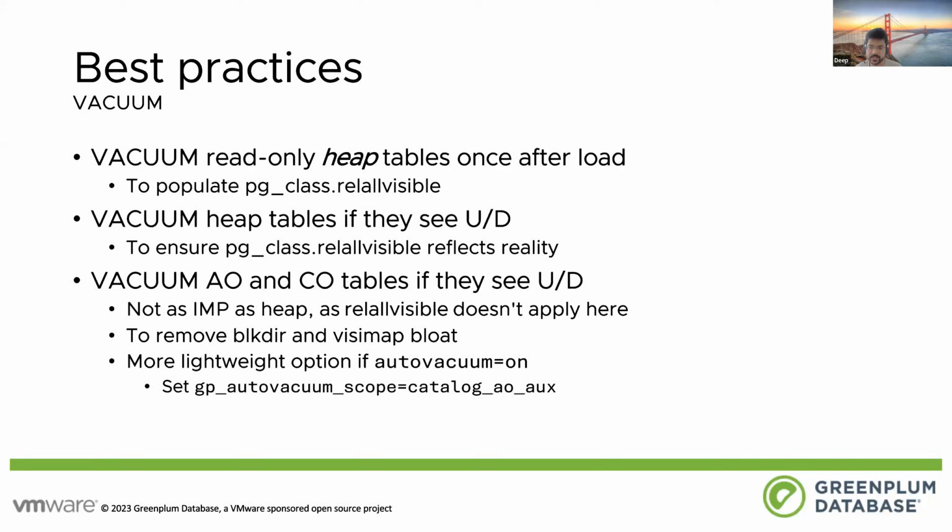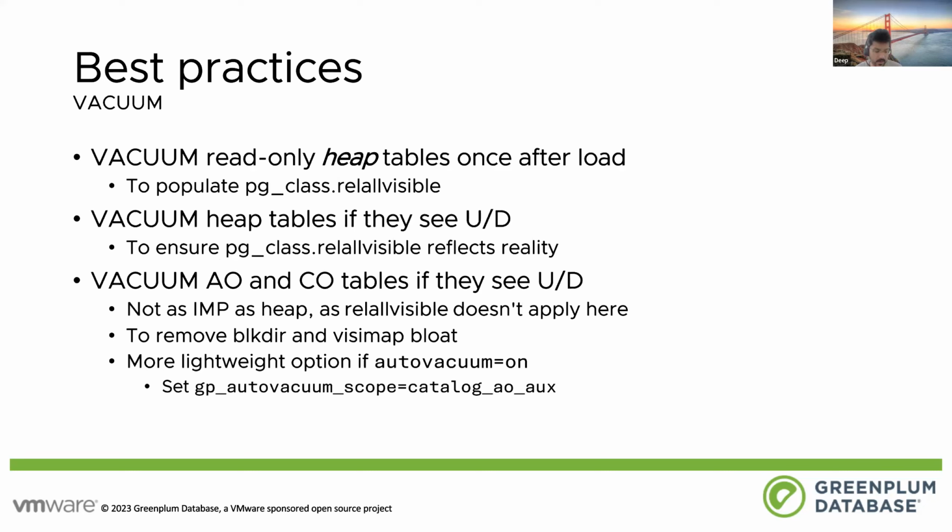Vacuuming AO and CO tables is not as important as heap tables because there's no concept of rel all visible. However, running vacuum on AO and CO tables has the benefit of removing block directory and visimap bloat, which are themselves heap tables, right? You keep them lean. They are pretty lean anyway, but keeping them more lean is not bad.